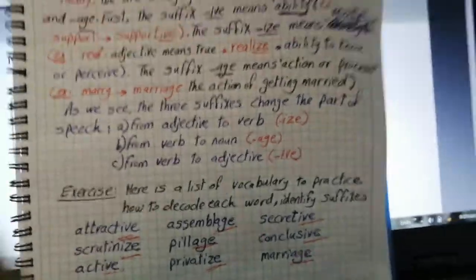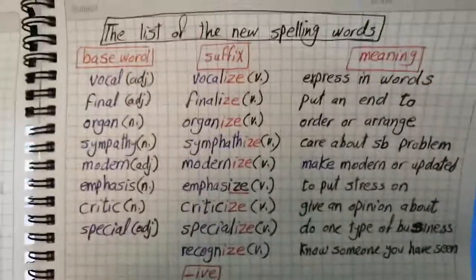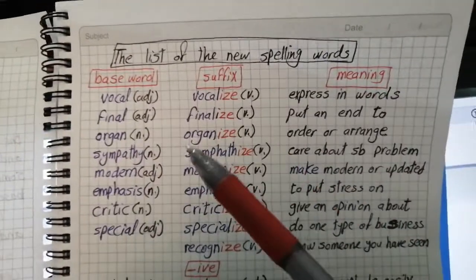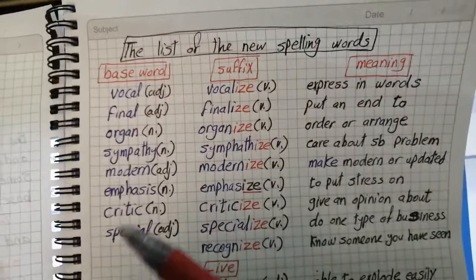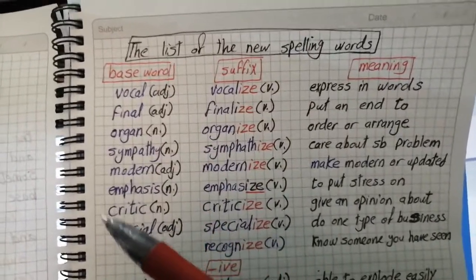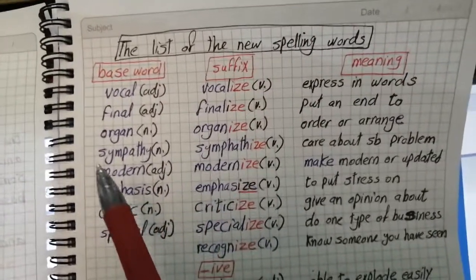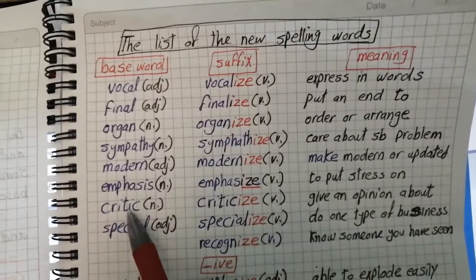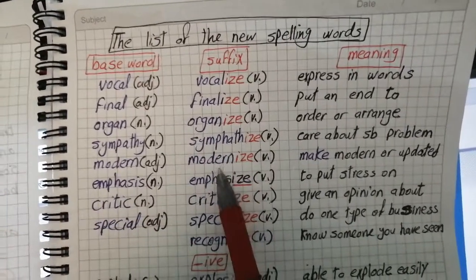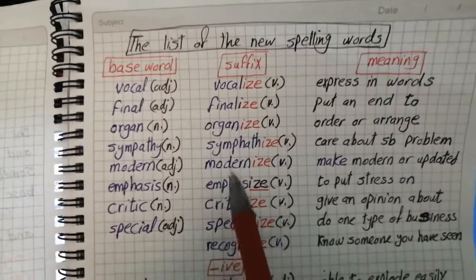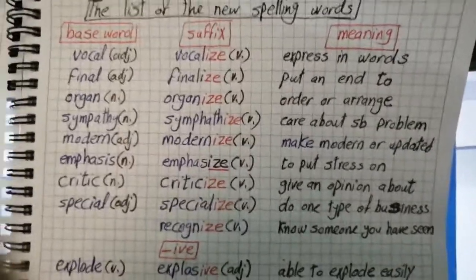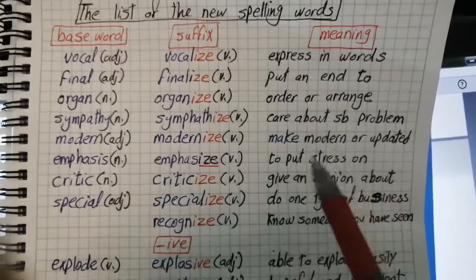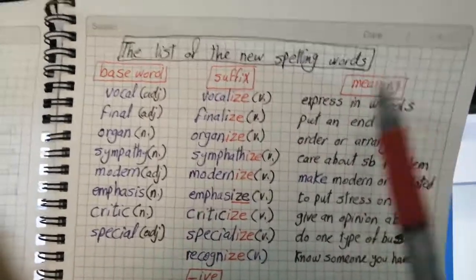So this is how to identify the suffix in a word. This list of vocabulary contains the new spelling words we are studying in this lesson. Here I divided them into three parts. First is the base word before adding the suffix, and its part of speech. Number 2, the word after adding the suffix to the end, and the changed part of speech. Number 3, and this is what we care about, the meaning of the new word.